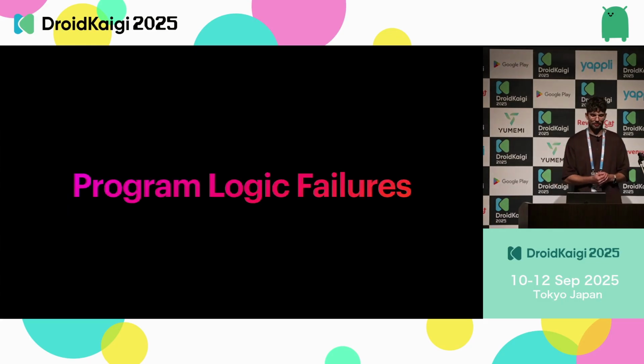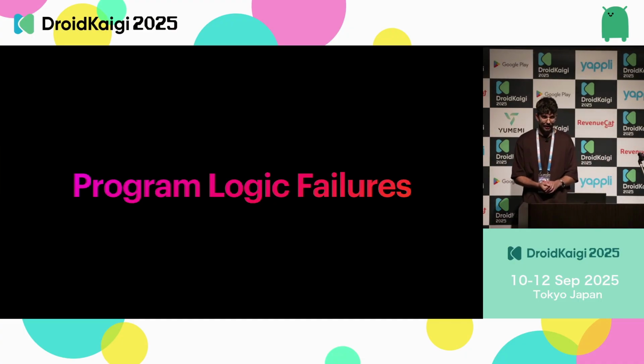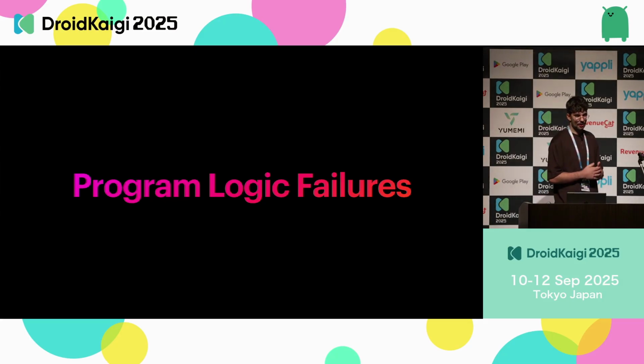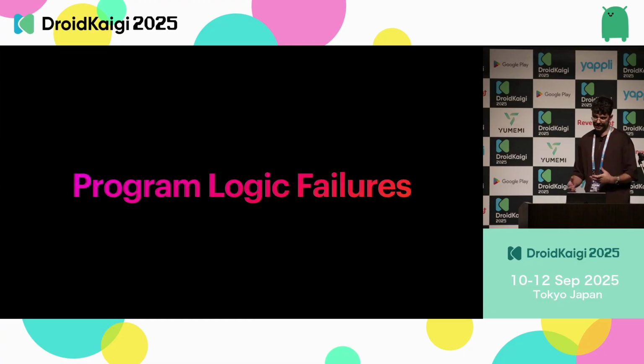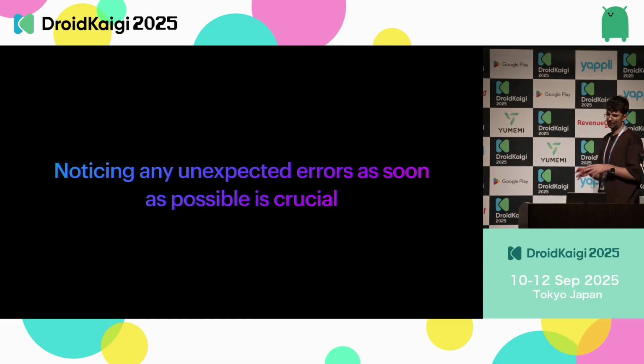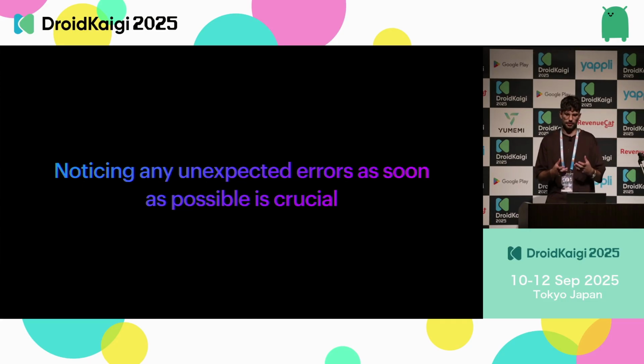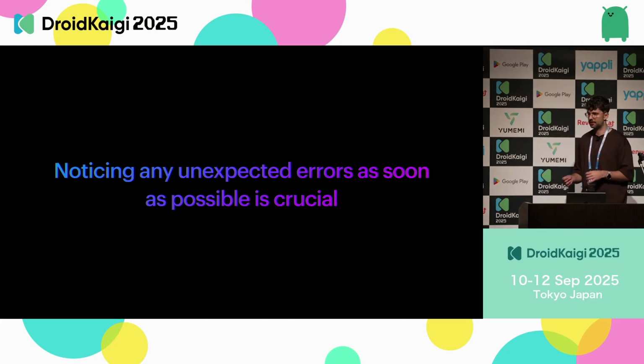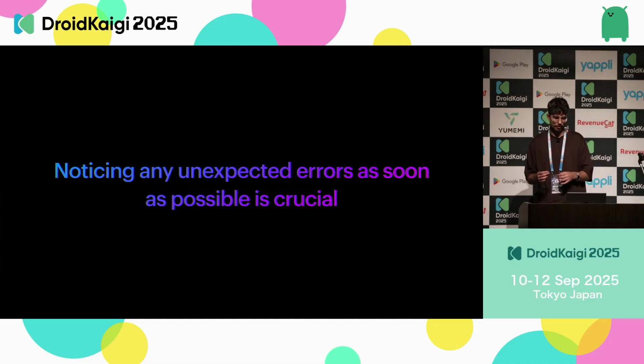So, program logic failures. The problem with those is that by their definition, we are not expecting them. These are usually a result of our mistakes. So in terms of that, noticing this kind of error as soon as possible is crucial. I'm sure you heard about how catching a bug in production is, I don't know, 1,000 times more costly than in development. I don't remember the actual numbers, but one thing stands: we should catch those bugs and program logic failures as soon as possible.